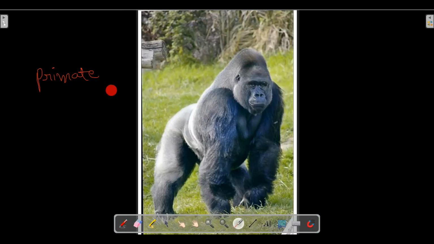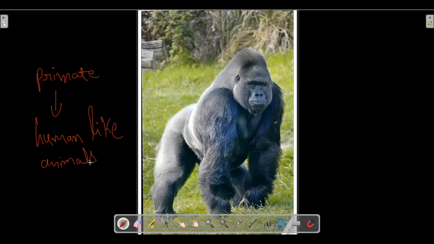This is fruit bat. And these are primates. What does it mean by primate? Primates are human-like animals.